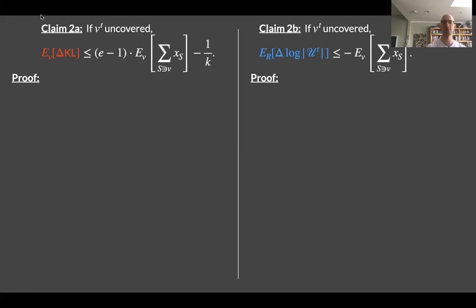I don't have time to do this full proof. What I'll do is just flash it, and you can pause the video and go through it in detail if you'd like to. Essentially, these two claims that I talked about are what we show. If VT arrives uncovered, you can bound the decrease in the red part of the potential over the randomness of the arriving element V. And on the other hand, if VT is uncovered, you can bound the decrease in the blue part over the randomness in the set R that you pick uniformly at random.